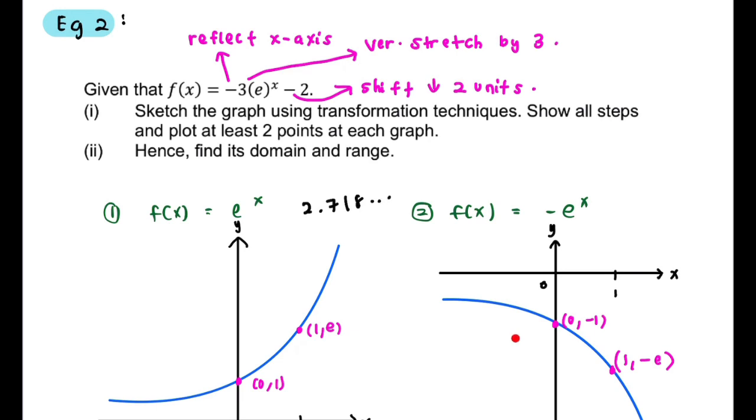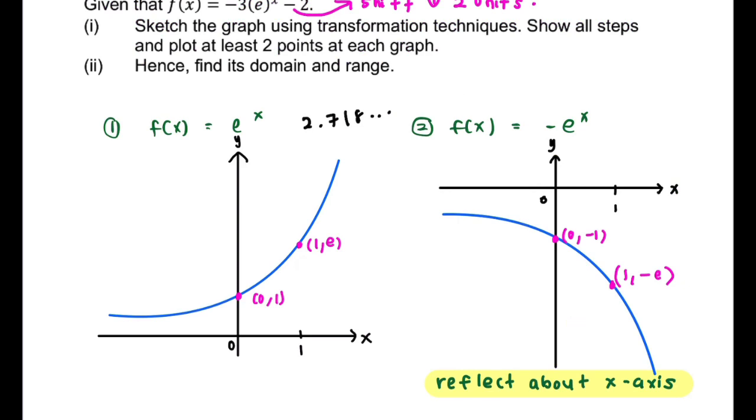Okay, second graph will be your first step. The first step here will be reflecting first because it doesn't have any horizontal shift. So first step reflect, second is vertically stretch, and the last one will be shift vertically. So for the second graph here, I reflect the graph about the x-axis. All the points will be reflected across this line. From (0, 1), the new point will be (0, negative 1). From (1, e), the new point will be (1, negative e). So just draw one graph crossing these 2 points, and you will have the decreasing graph.